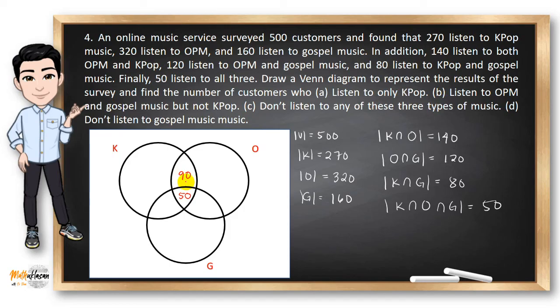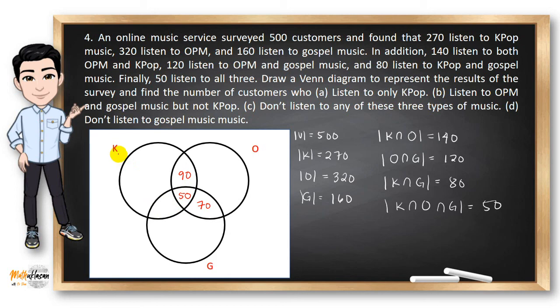So that is 90. Now, how about those customers who listen to OPM and gospel but do not listen to K-pop? Now, remember, we need O and G here. So O and G is 120. Okay? And 50 of those listen to K-pop. So for me to find this particular region, I need to subtract 50 again from 120. So 120 minus 50 is 70. So meaning, there are 70 customers who listen to OPM and gospel music but do not listen to K-pop.